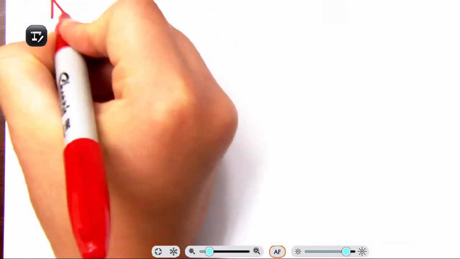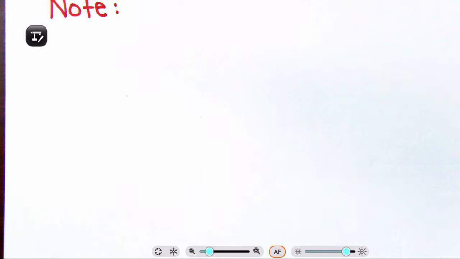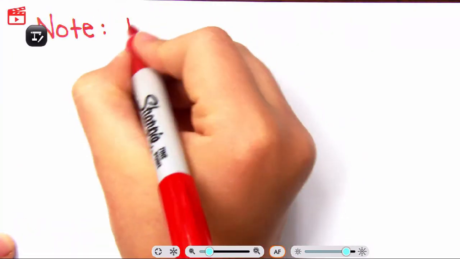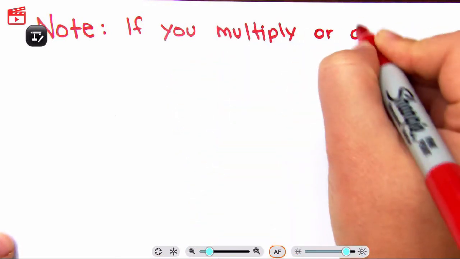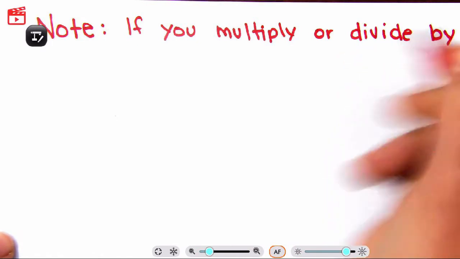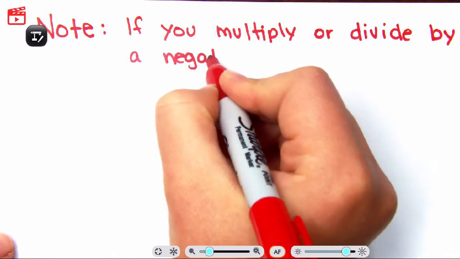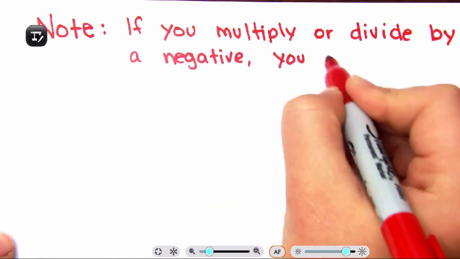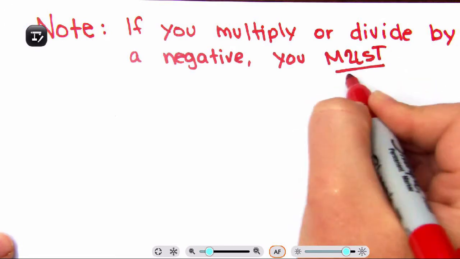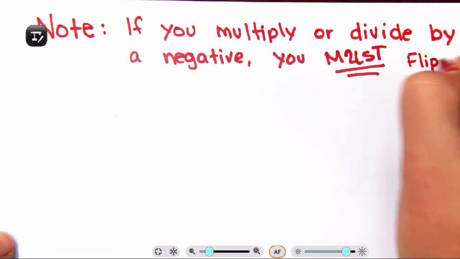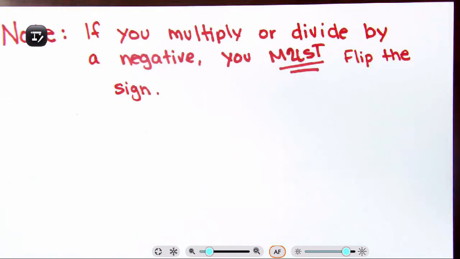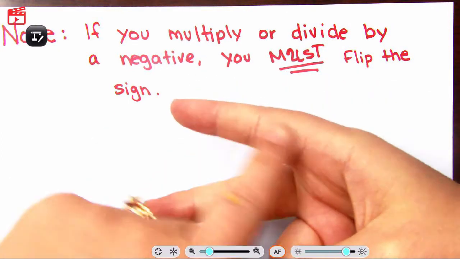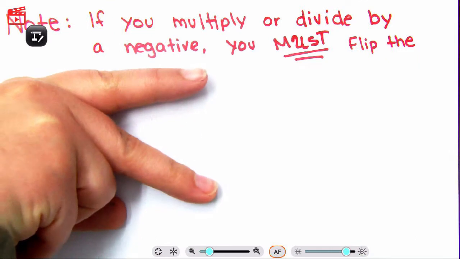All right, now here's super duper important information. I even took out a red Sharpie for that. If you multiply or divide by a negative, you must flip the sign. So what does flip the sign mean? Well, it means that if you have a sign like this, greater than, and you flip it, it becomes less than.